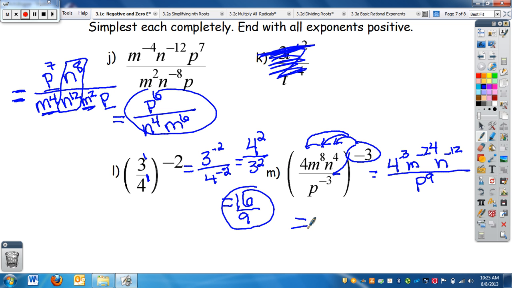Again, I like to then make everything positive. 4 to the negative 3, that needs to go down, 4 to the 3rd. M needs to go to the denominator. N needs to go to the denominator. And P, which is in the denominator, has a positive exponent, so that one stays. And then I have 1 on top. So I have 1. 4 to the 3rd is 4 times 4 times 4, which is 64. And then everything else is good to go. We don't have any other extra bases to combine.